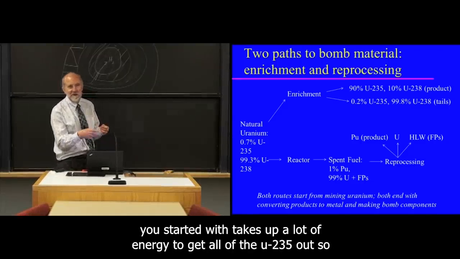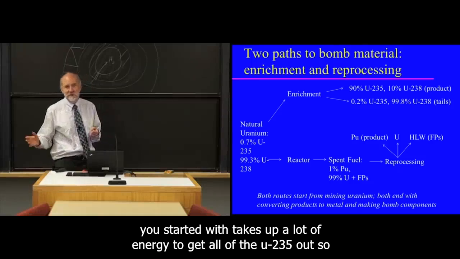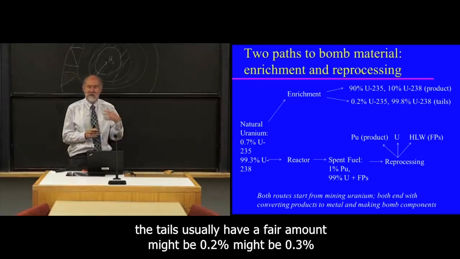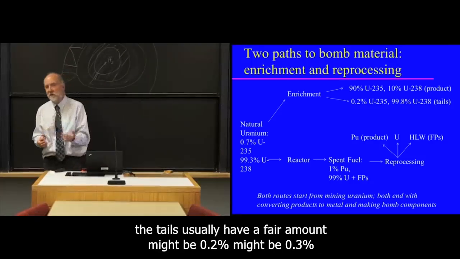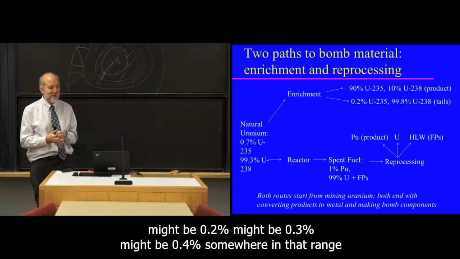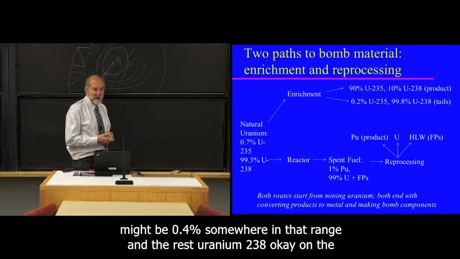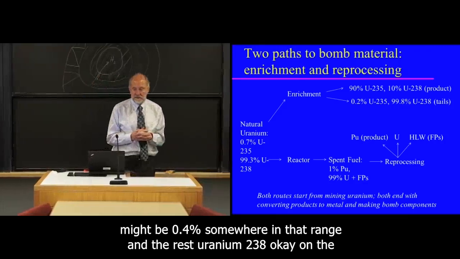It takes a lot of energy to get all of the U-235 out. So the tails usually have a fair amount. Might be 0.2%, might be 0.3%, might be 0.4%, somewhere in that range. And the rest, uranium-238.